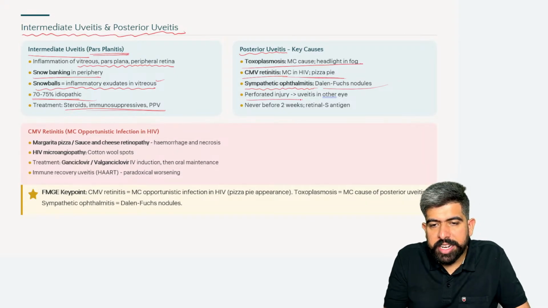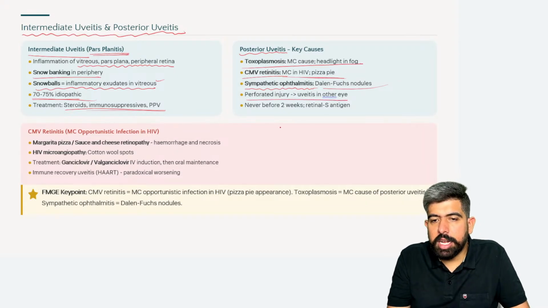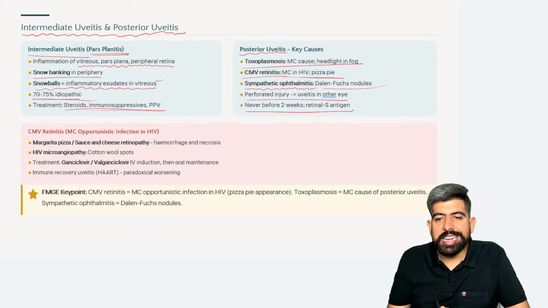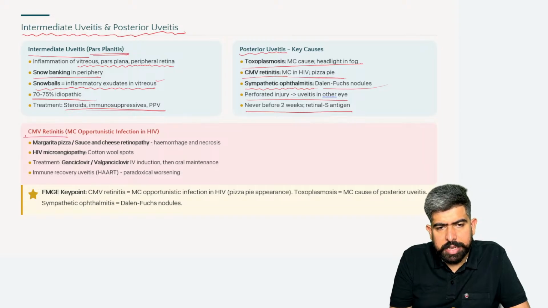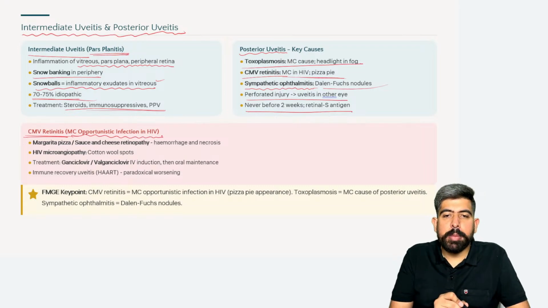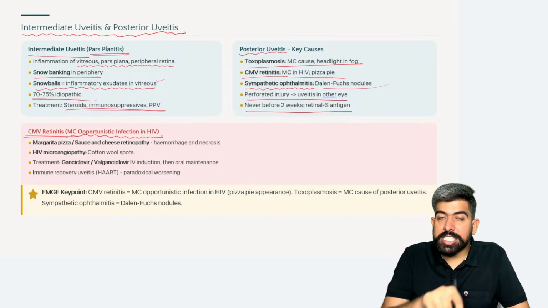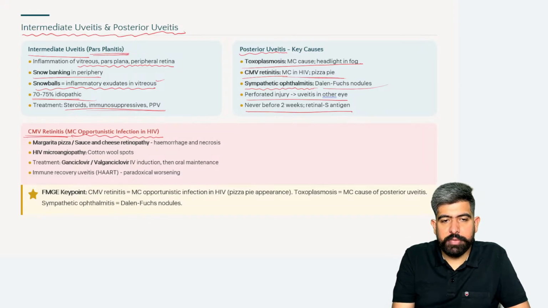Also, in perforating injury, uveitis can be seen in the other eye also. And please remember, never before 2 weeks should the retinal S antigens be seen in this case. CMV, cytomegalovirus retinitis, is the most common opportunistic infection in HIV. So we have to remember CMV, cytomegalovirus retinitis in HIV, right? It is the most common opportunistic infection.